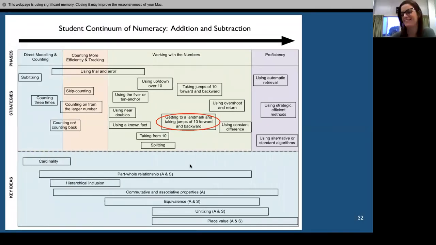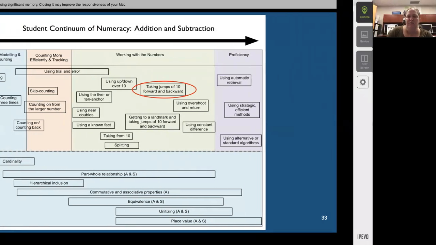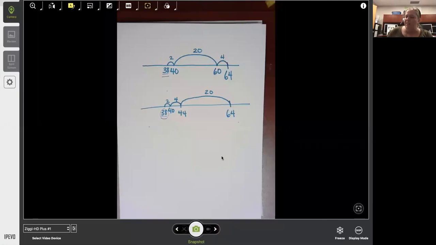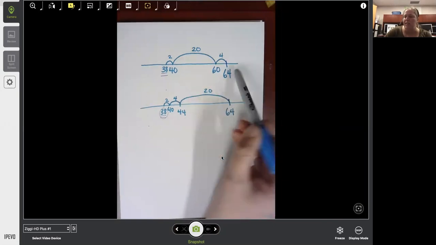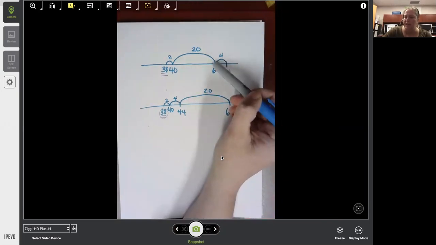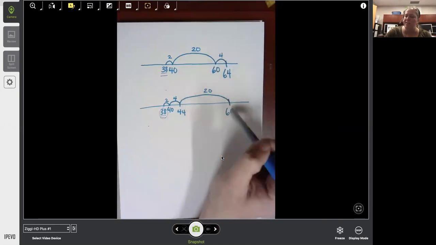And so your strategy is this other one that we see here on the continuum, taking jumps of 10 forward and backwards. And the hallmark of that strategy is that the very first step that you took was taking that big multiple of 10 leap. Unlike Sam, you didn't go to a decade number first and then leap. You just took that leap. And this is a little harder for students.